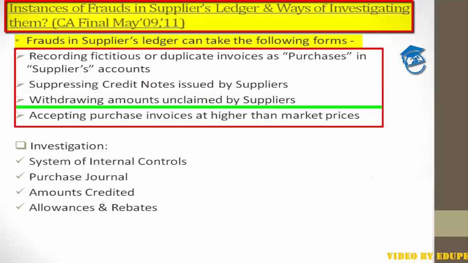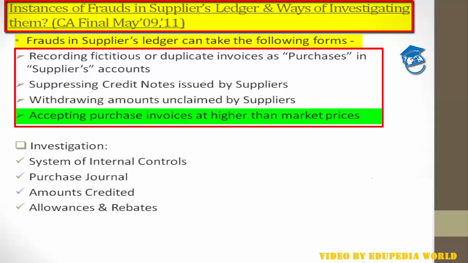And finally, it's about accepting purchase invoices at higher than the market prices. You went to a stationery shop and got a Parker pen, and the printed price was merely 100 rupees. However, you accepted the bill from that vendor as rupees 150.